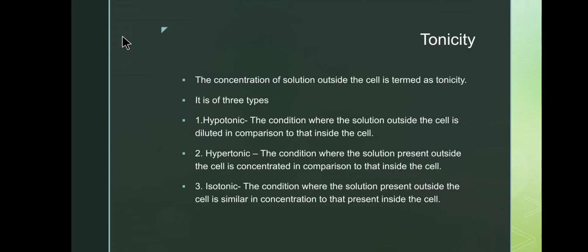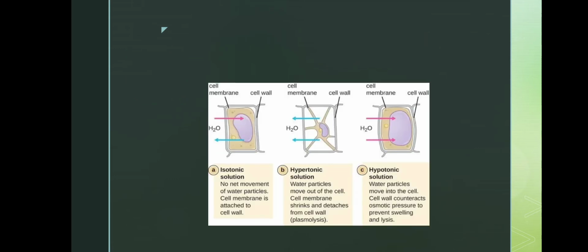Now third topic is tonicity. What do we understand by tonicity? The concentration of the solution in respect to its environment. For example, a cell is kept in a solution. So the concentration of this solution is termed as its tonicity. It can be of three types: hypotonic, hypertonic and isotonic.